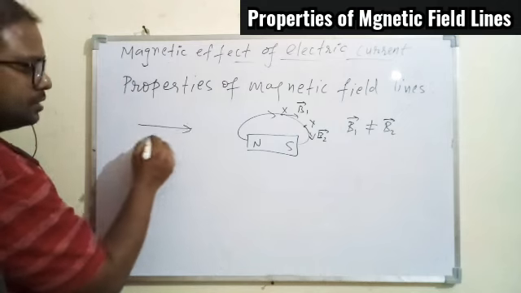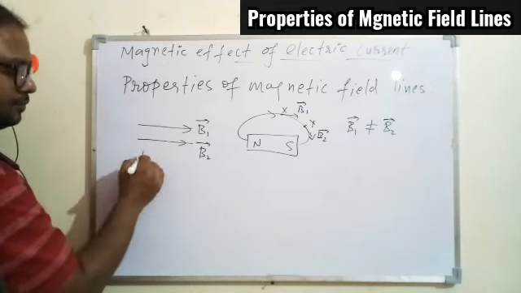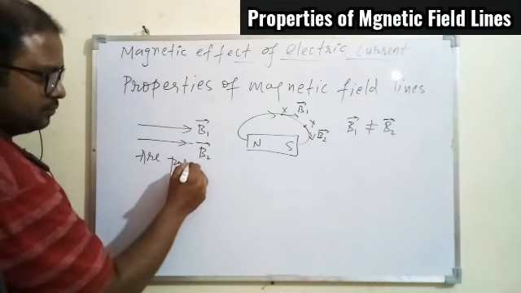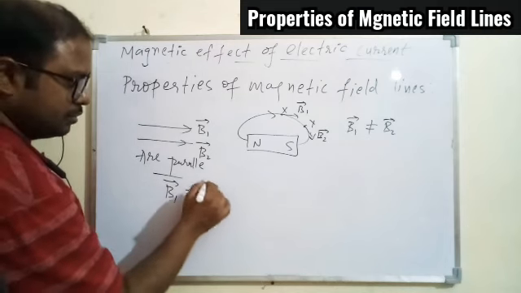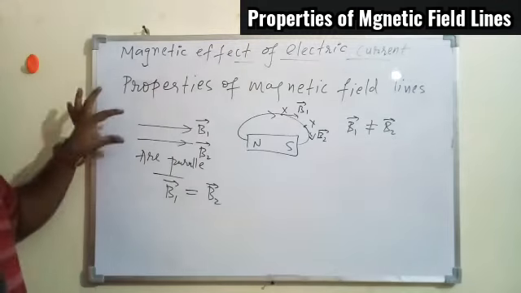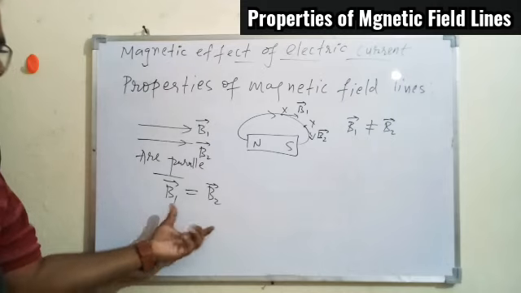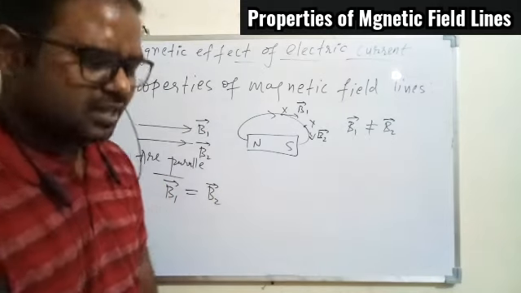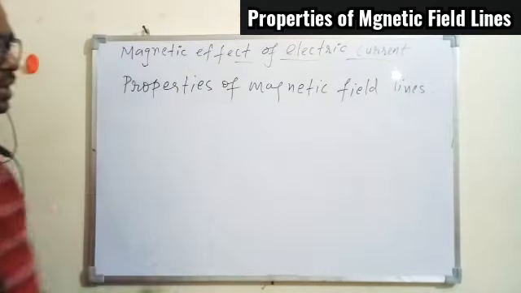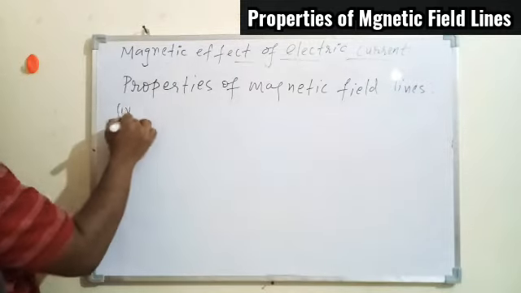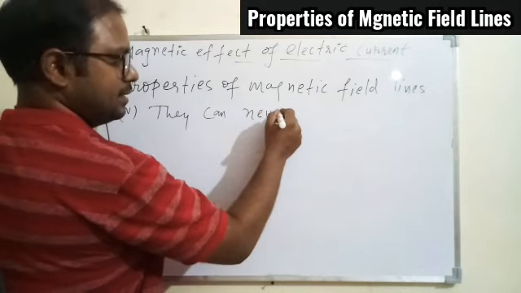But in a given space, if B1 and B2 are parallel, then in this case B1 will be equal to B2. So if the directions are the same, if they are parallel, they will be equal in all ways. If the direction is not the same, the strength will not be the same, meaning the magnetic force will be different. So I hope you understood this much, and based on this we have the fourth property of magnetic field lines, that they can never intersect.